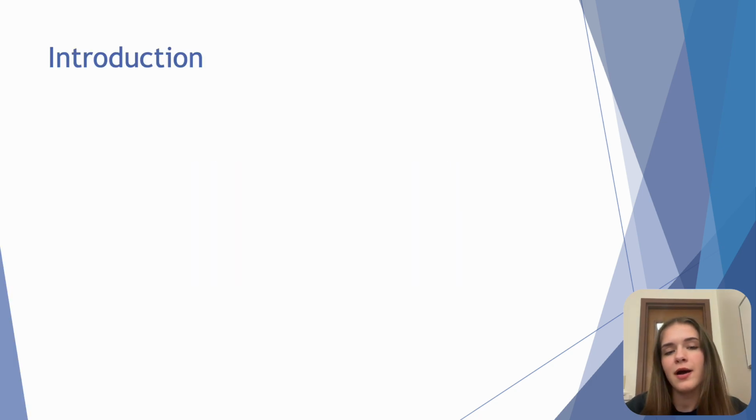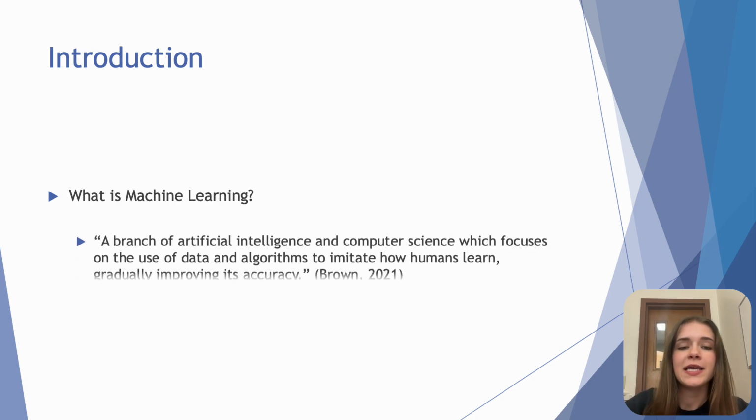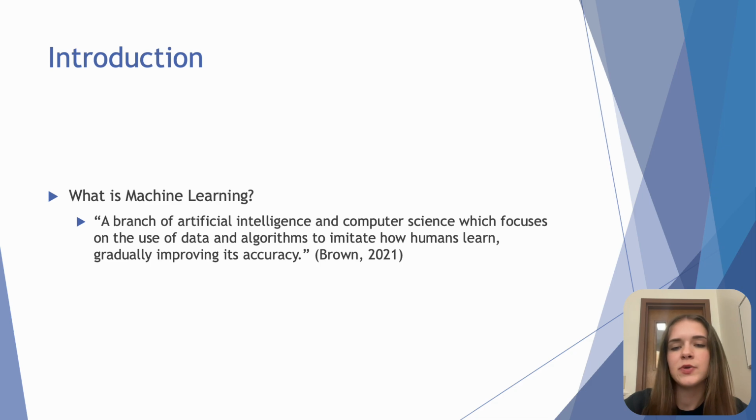So just to start, what is machine learning? I know that I'm still getting used to all of these terms, so I just included this as a refresher. Machine learning is a branch of artificial intelligence in computer science which focuses on the use of data and algorithms to imitate how humans learn, gradually improving its accuracy. So, machine learning is the process of training algorithms to recognize patterns in data and make predictions or decisions based on that data. And one of those algorithms is the KNN or K nearest neighbor algorithm that I'm going to be talking about today.